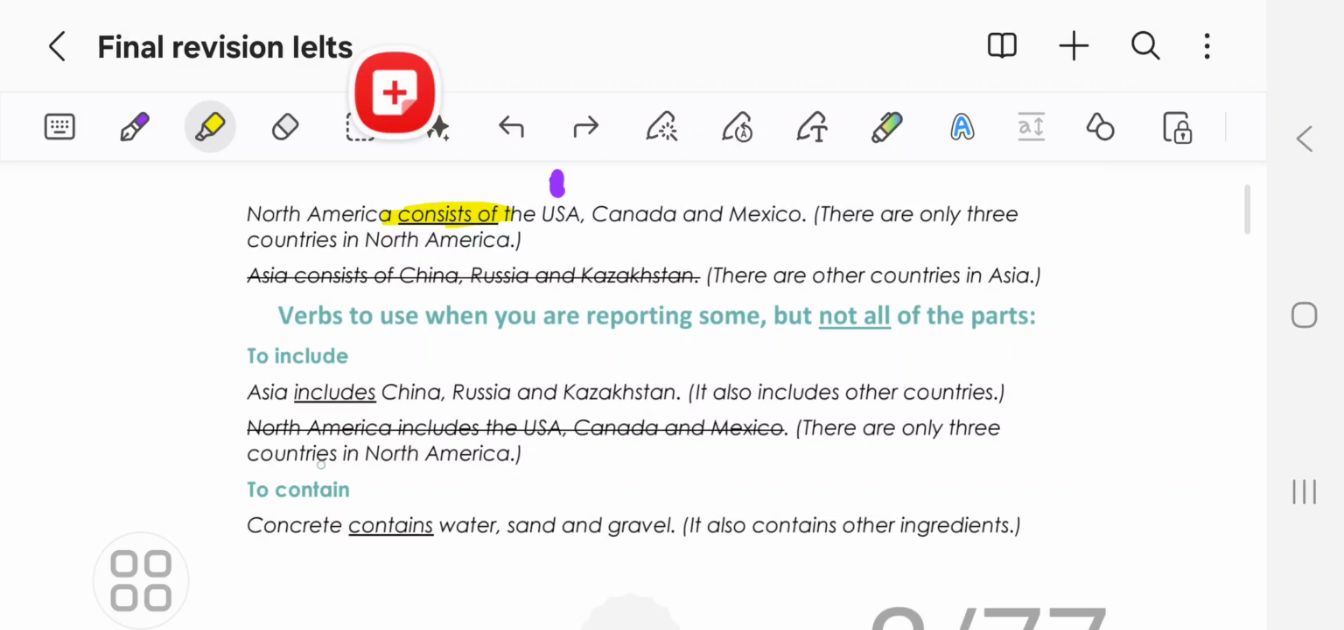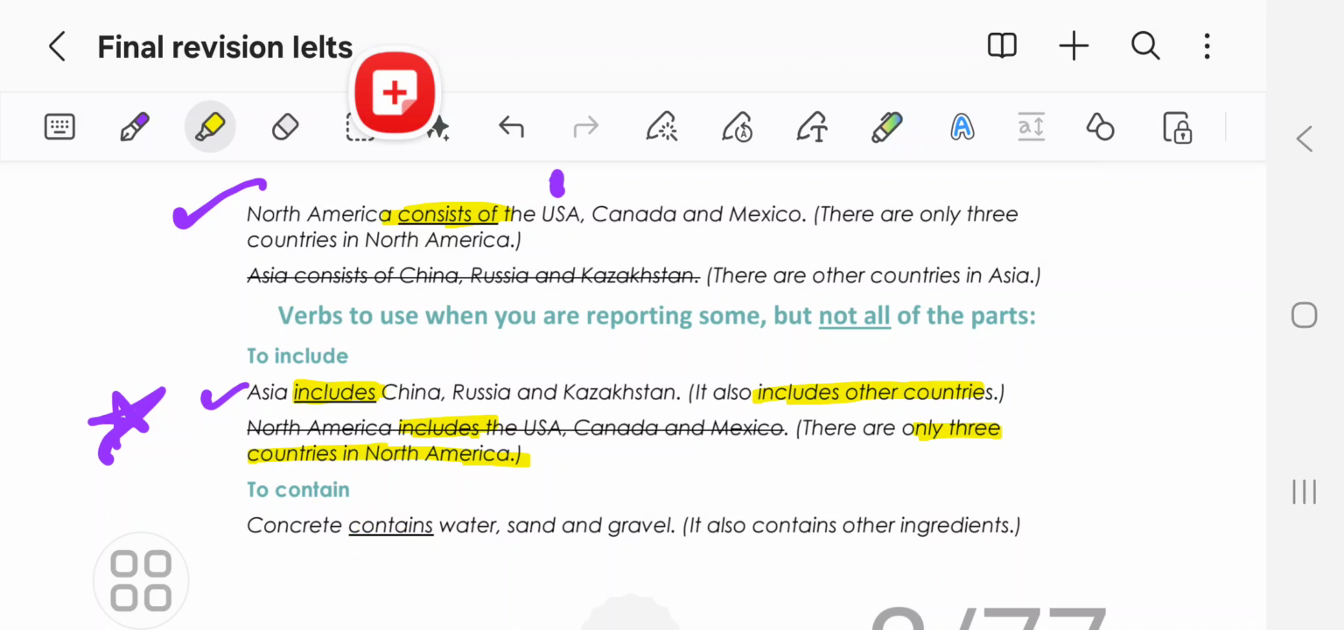So for example, Asia includes China, Russia. You can say Asia includes China, Russia, Kazakhstan, because it also includes other countries. You can't say North America includes USA, because there are other countries also in North America. That's the reason. So just remember this: North America consists of, Asia includes China, Russia, Kazakhstan, that is correct, and North America consists of this and this, that is correct.